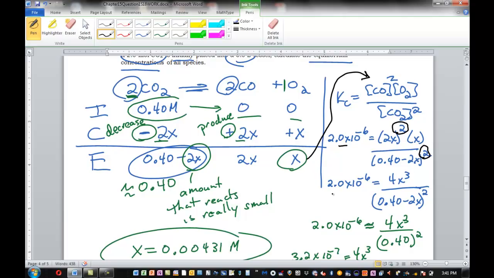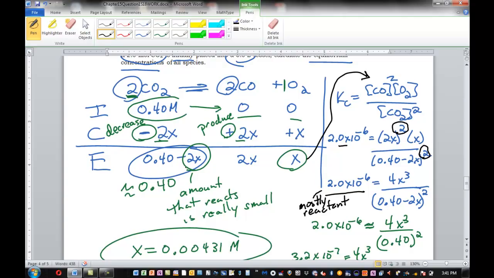But we're going to make a very important assumption quite a bit going forward. If we have a very small K, and by very small, we're typically talking certainly 10 to the minus fourth or smaller. But if you're in the 10 to the minus fifth, 10 to the minus sixth range, typically that's small enough. And that magnitude is important because it tells us that at equilibrium, small K, mostly reactant at equilibrium. Mostly reactant.